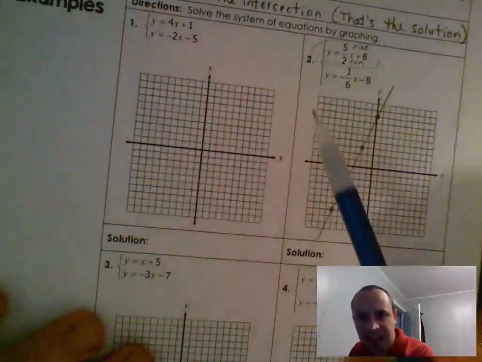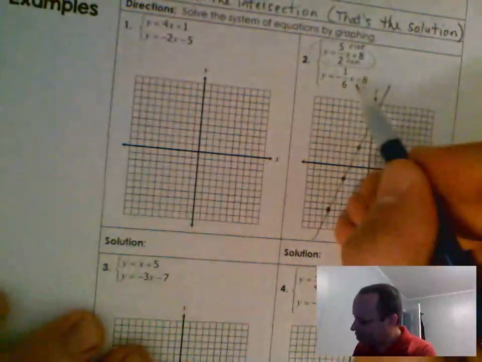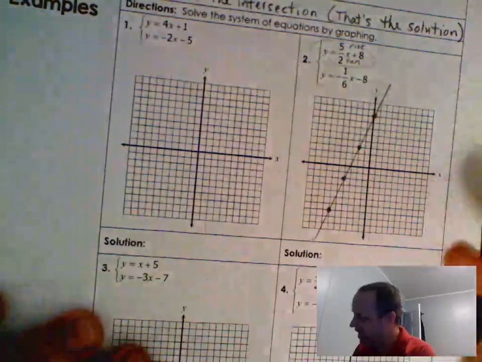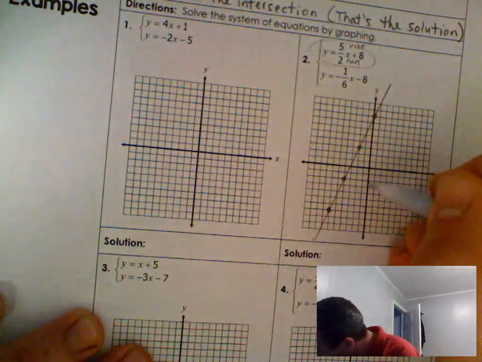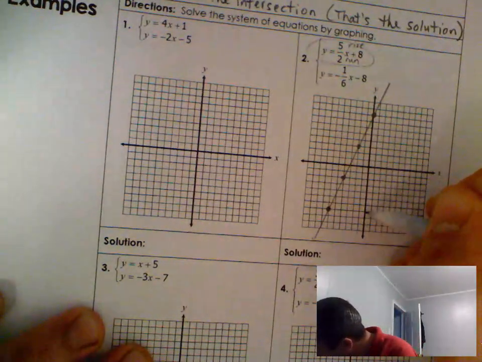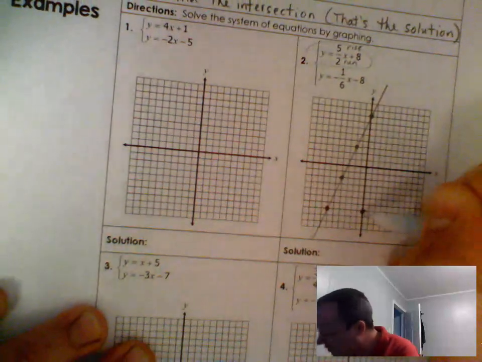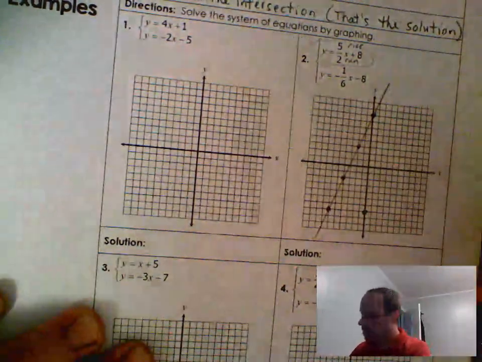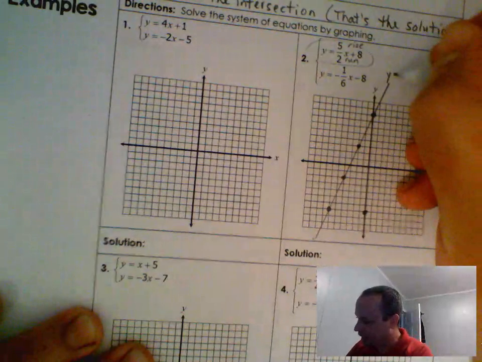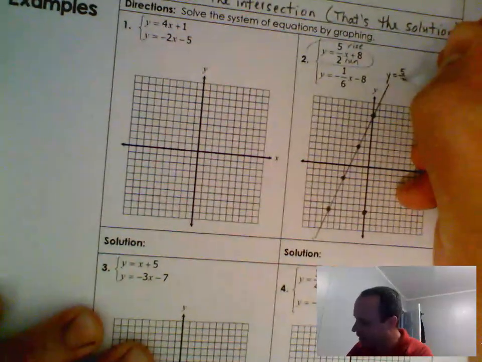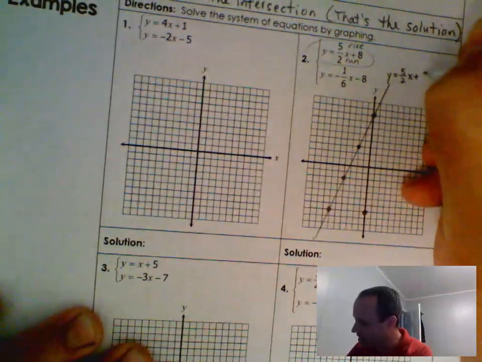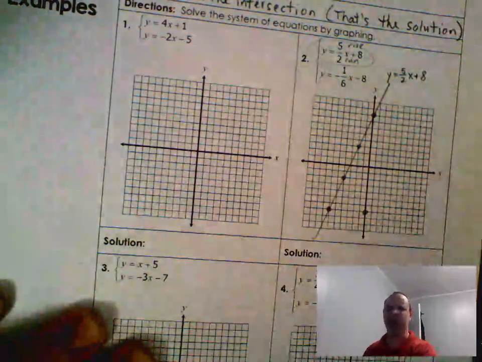And then this line here, the second line, crosses at the -8. So 1, 2, 3, 4, 5, 6, 7, 8. We know there's a point there. Okay. And we might probably want to mark this first line. This one's y equals 5/2 x plus 8. Just mark what that line is.